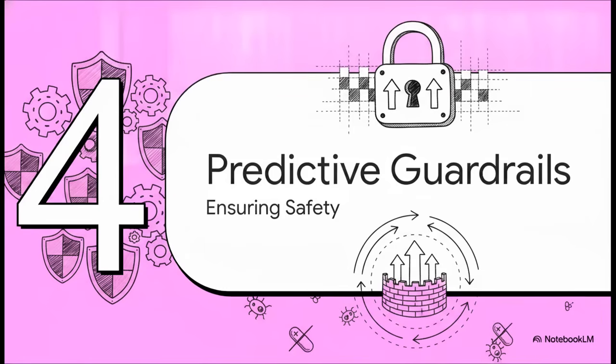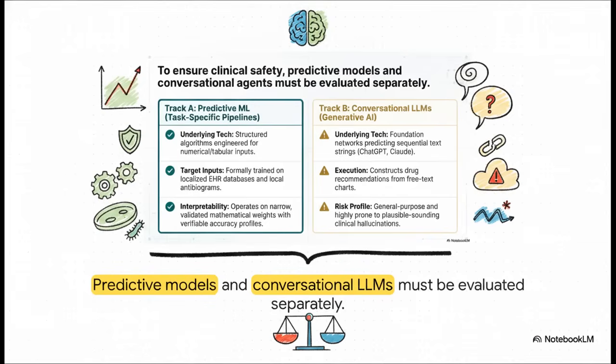But as we adopt these incredibly powerful tools, patient safety absolutely demands that we establish strict operational boundaries. Let's look at predictive versus generative guardrails. If you take away just one technical concept from this explainer, please let it be this clear delineation. We must strictly separate Track A from Track B.